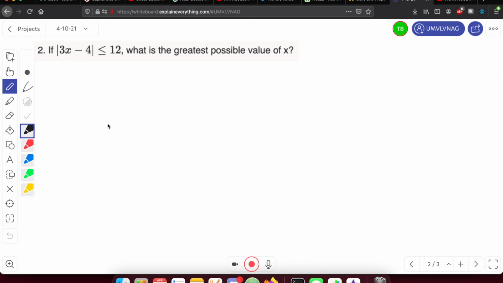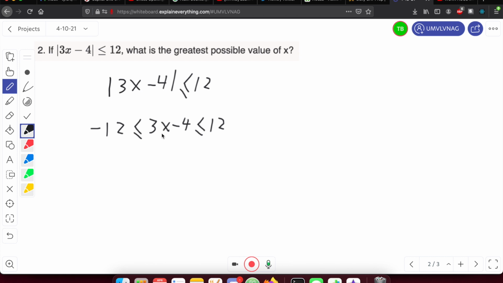All right, question 2. If the absolute value of 3x minus 4 is less than or equal to 12, what is the greatest possible value of x? So let's just rewrite our equation. Now we have to remember how we can simplify the absolute value sign. We know that this is the same as saying negative 12 is less than or equal to 3x minus 4, which is less than or equal to 12.